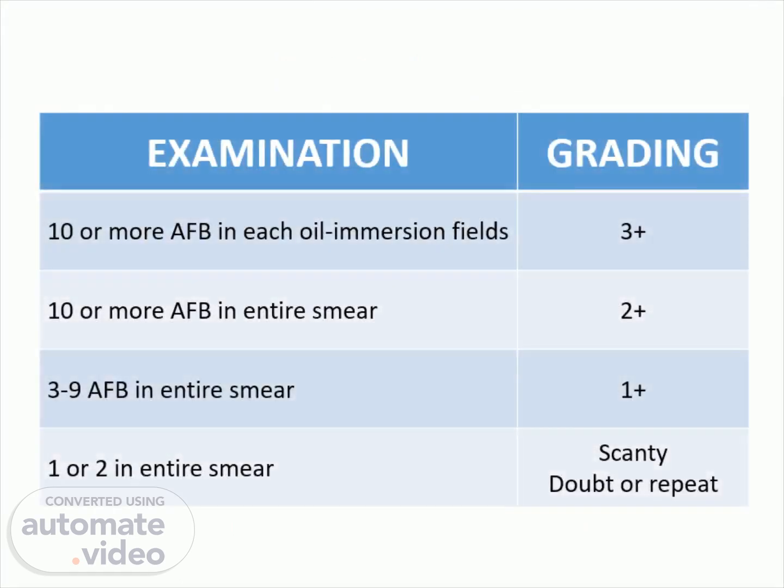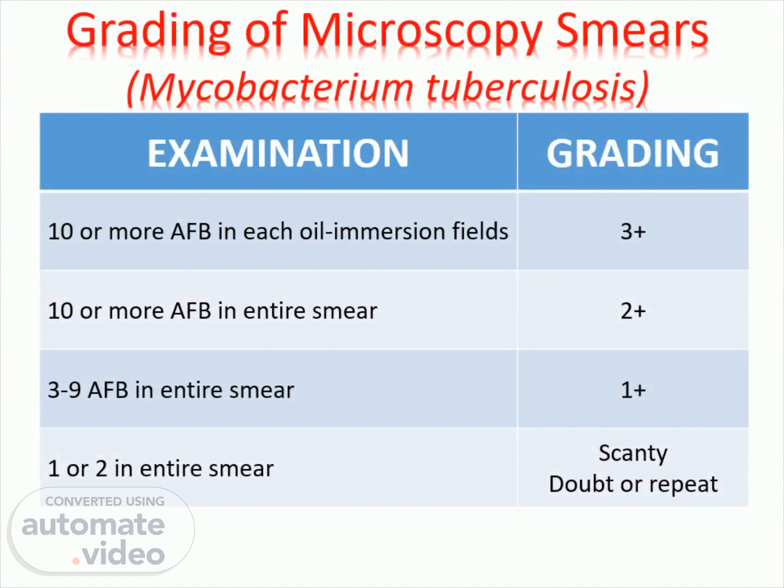Grading of microscopy smears. 10 or more AFB in each oil immersion field is 3+. 10 or more AFB in the entire smear will be 2+. 3 to 9 AFB in the entire smear is 1+. 1 or 2 in the entire smear will be reported as scanty.